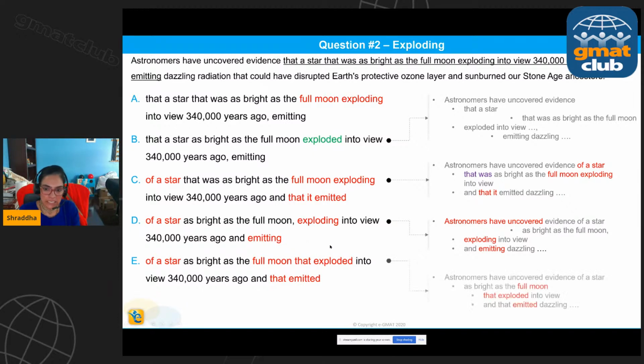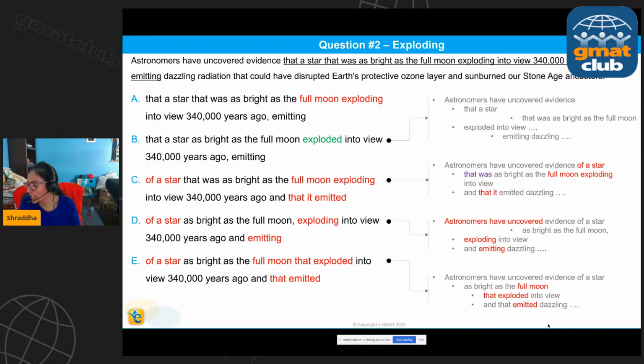Okay. Let's take a look at choice E. Evidence of a star as bright as the full moon that exploded. Needless to say, that is talking about full moon here, and it says that full moon exploded and the full moon emitted dazzling radiation. You can see the sentence structure on the right hand side of the screen, and you know the meaning that it presents. Another example of a grammatically correct answer choice. Grammatically, no flaw in here, but meaning wise, choice E again is totally out, absolutely out, does not present the meaning that it should.